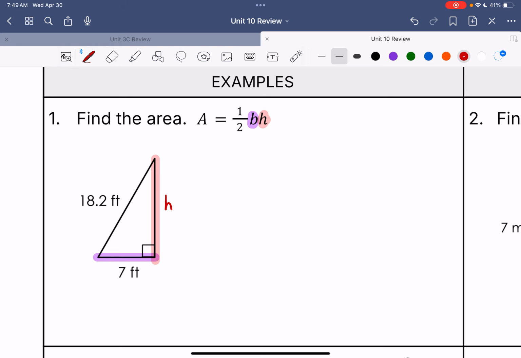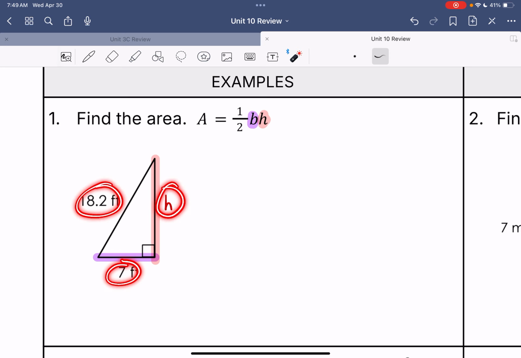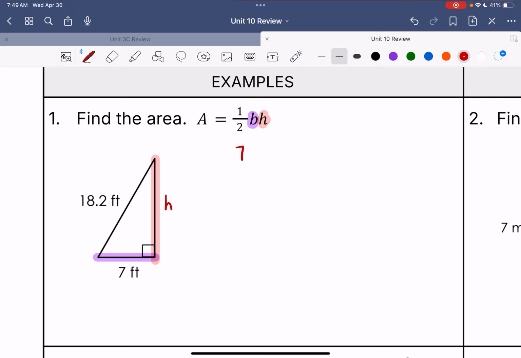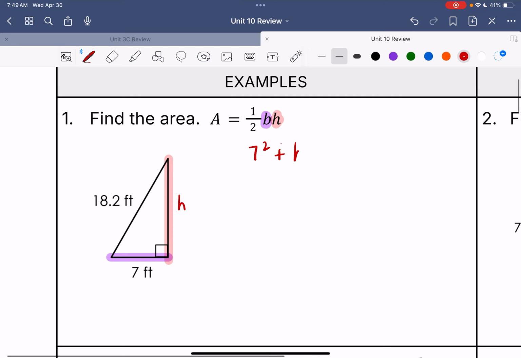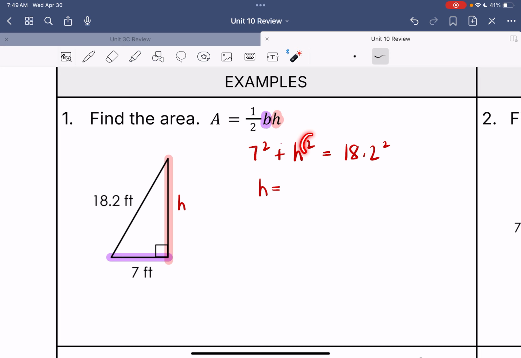So to figure this out, usually it's going to be a squared plus b squared equals c squared. So let's put that together. 7 squared plus h squared equals 18.2 squared. But I want to isolate the h. So I know I'm going to have to do square root because I'm going to take that squared off. And then this 7 would have to move over to the other side, and I would do that by subtracting. So 18.2 squared minus 7 squared. And this is going to give us our height.